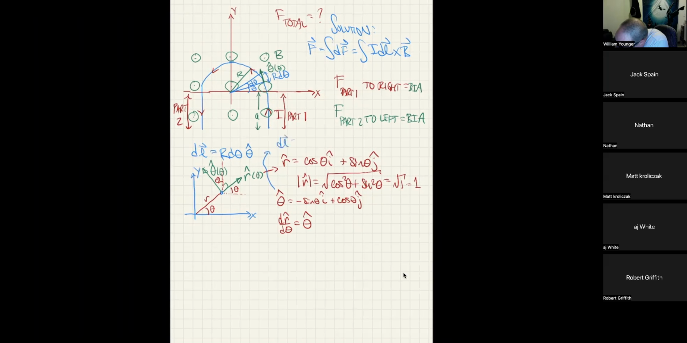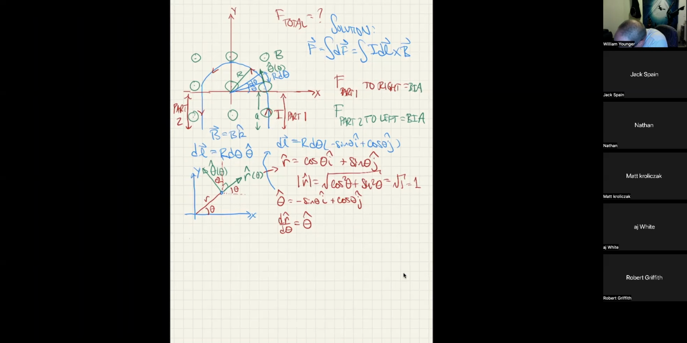So dl is going to be r d theta times theta hat, which is in fact negative sine theta i hat plus cosine theta j hat. So I have my dl, and my b is actually going to be out of the board. Notice your coordinate system has to be right-handed, so i hat cross j hat must give me k hat, and that means b is pointing out of the page just like k hat. So b is just going to be b times k hat.